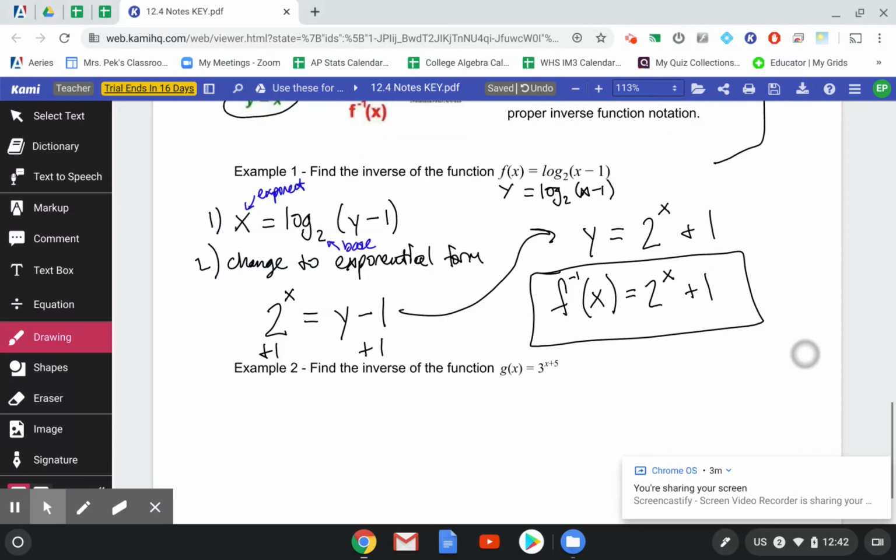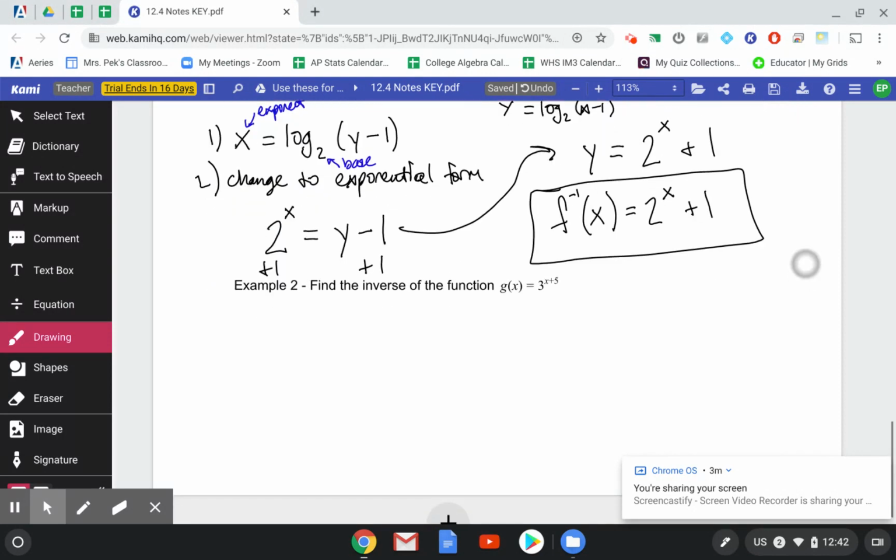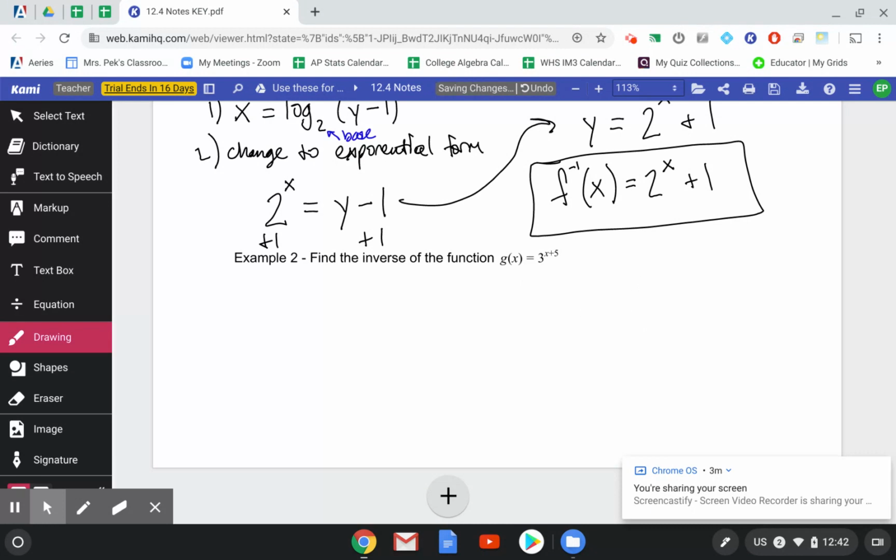Okay, let's do one more example where we go the other direction. We're going to start with an exponential function and find the inverse. Again, the first step, I can rewrite this as y equals 3 to the x plus 5 up there in the exponent. My first step for finding the inverse is to switch x and y. So now x equals 3 to the y plus 5.